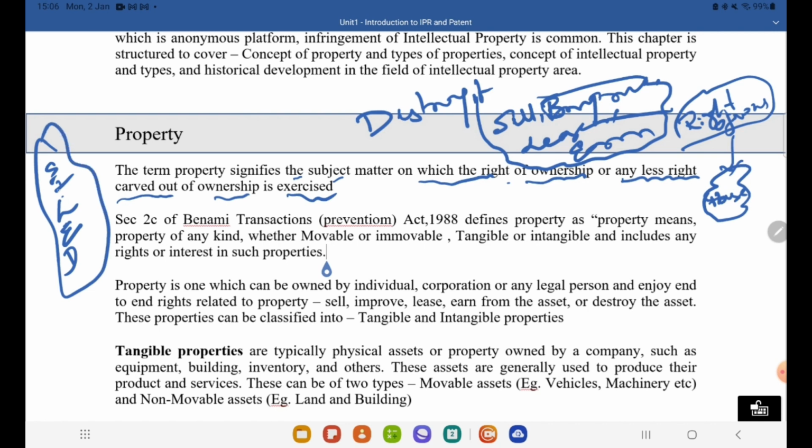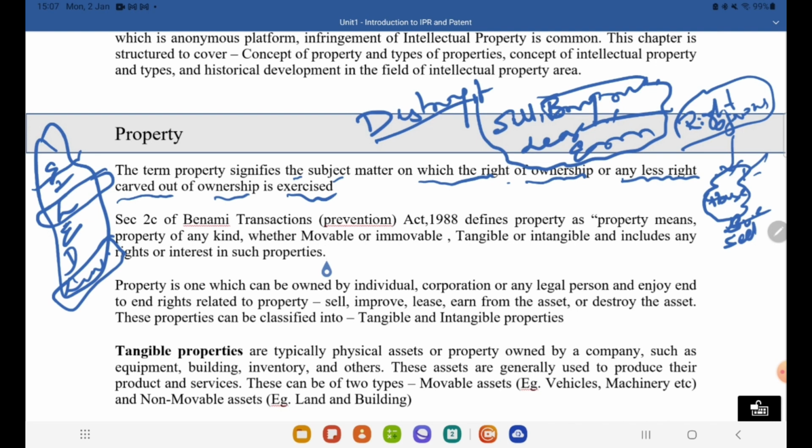Out of these rights, if I have only one right, like leasing it out or living in that house, that is a carved out right. So that is called property. The term property signifies the subject matter on which the right of ownership or any lesser right carved out of ownership is exercised. So if I'm an owner, I can access all these things. If I have taken this house on a lease, I can live there, that is my right. I can live, but I cannot sell it, right? If I'm there on a rental basis. So that is what property is.